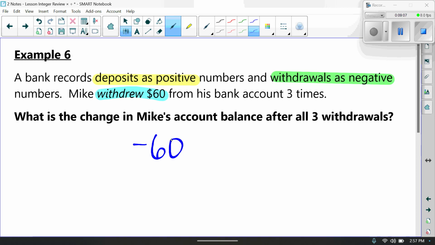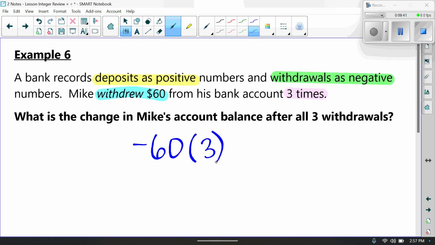How do we write that with multiplication? Times 3. Now, let me highlight this real quick. Is it going to be a positive 3 or a negative 3? That's going to be a positive 3, because can you do something negative times? No, you can't do something negative times. It's always positive. Does everybody understand that? All right. So here we're going to write negative 60 times positive 3.